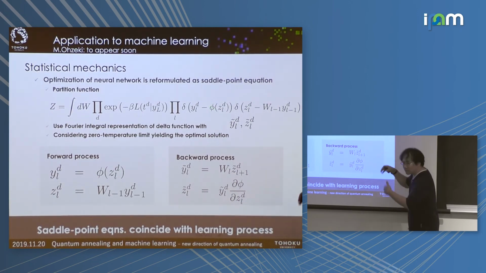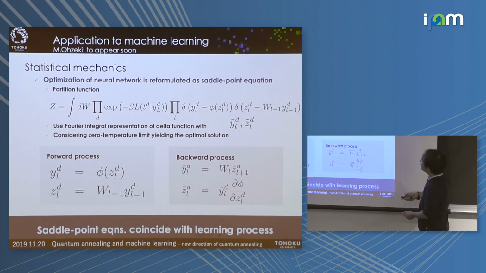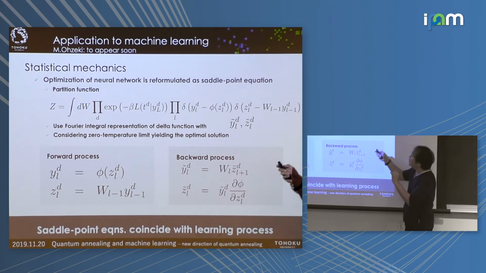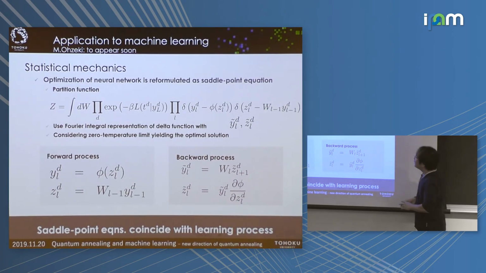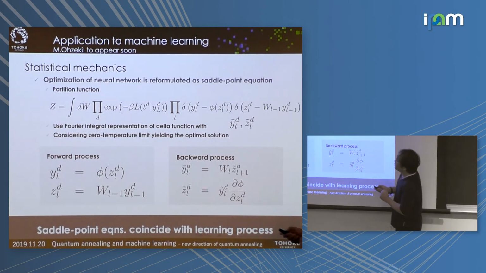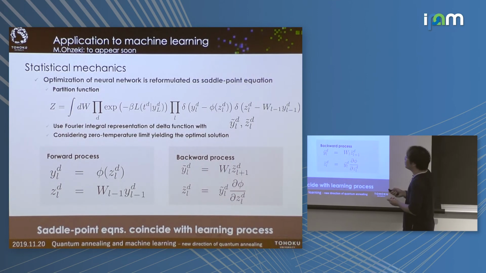So phi denotes a non-linear transformation, and here is a linear transformation. L denotes the number of layers, and D denotes the number of details. If we consider a many-body system like this, then W denotes the weights of the neural networks. W typically shows the same behavior as the optimization problem of neural networks. Then we use the Fourier integral representation of the delta functions with auxiliary variables.